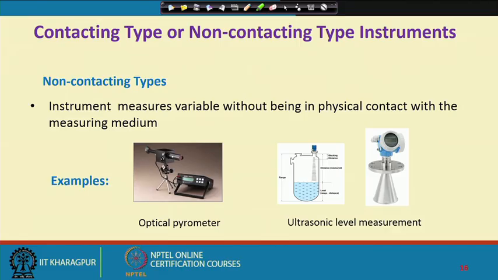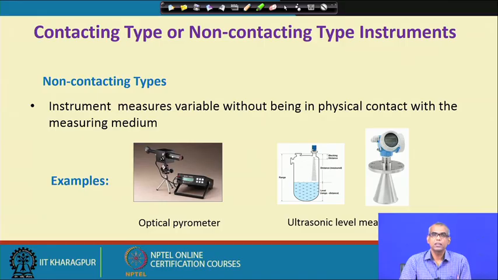Non-contacting type instruments. Here, the instrument measures the variable without being in physical contact with the measuring medium. So, you do not have to bring the instrument in direct contact with the medium whose quantity or value you are measuring. Imagine you want to measure the temperature of a furnace. The temperature may be extremely high. So, it may not be possible for you to bring a sensor or instrument in direct contact with the medium. So, we will rely on principles of non-contacting type instruments.